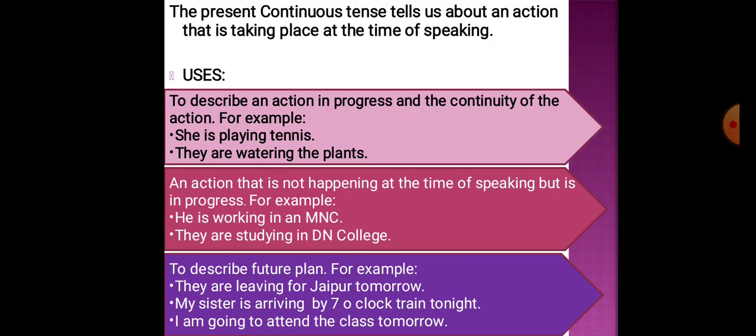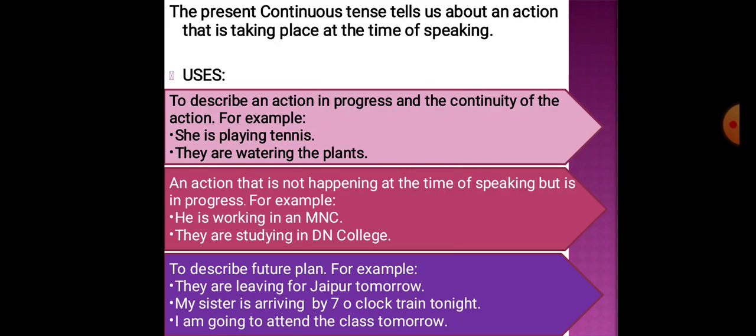She is playing tennis. They are watering the plants. It is also used for an action that is not happening at the time of speaking but is in progress. For example, he is working in an MNC. They are studying in DN college.